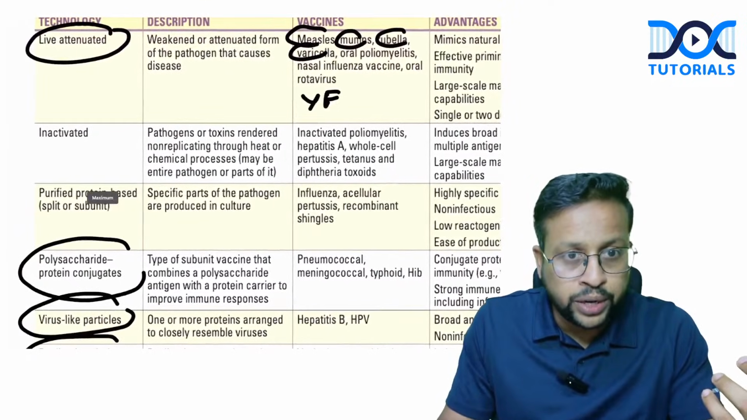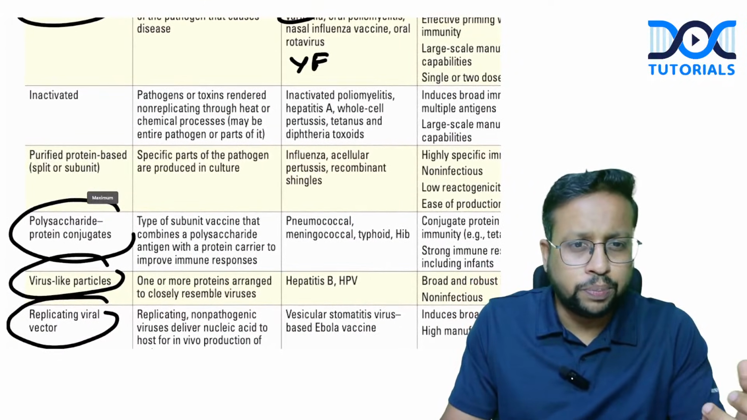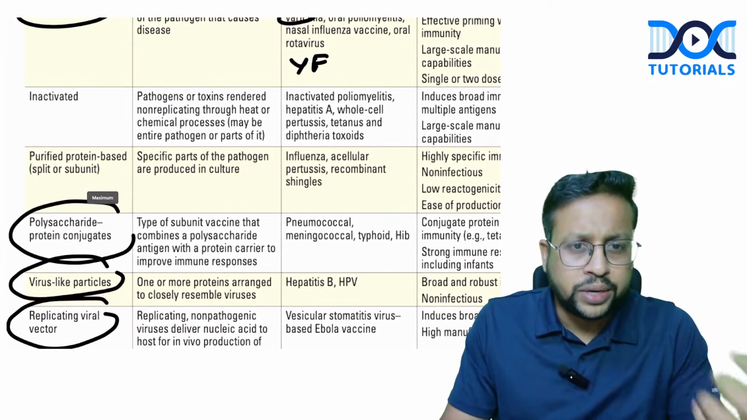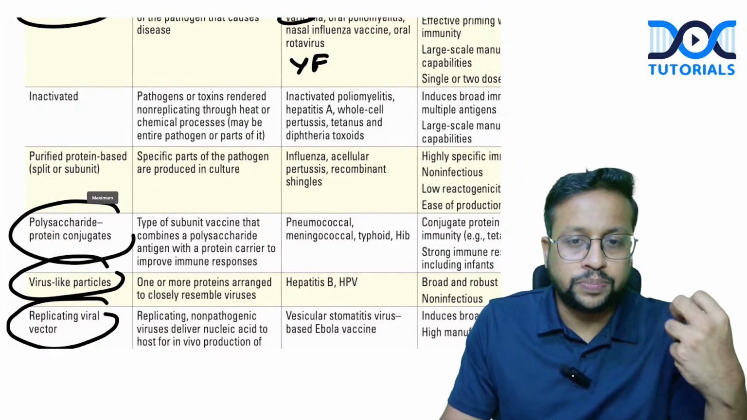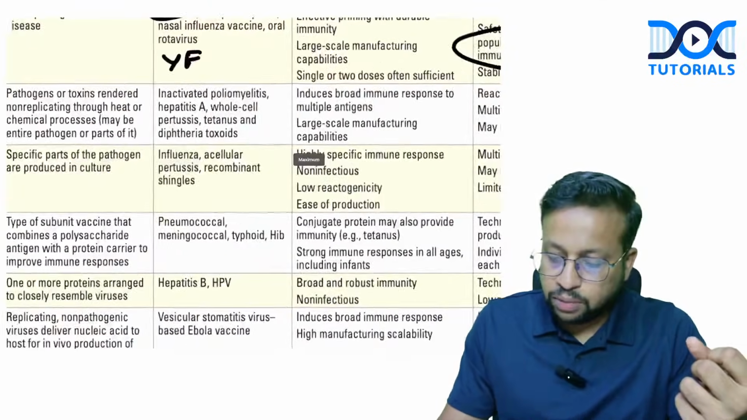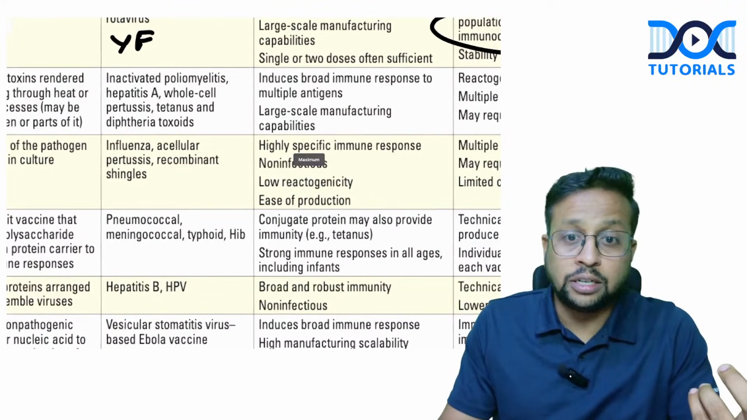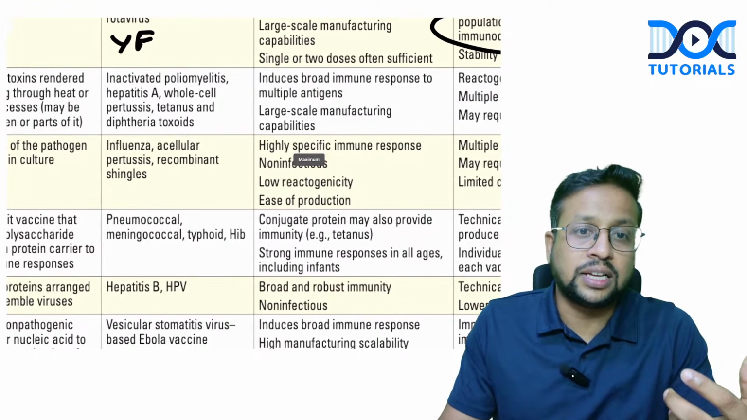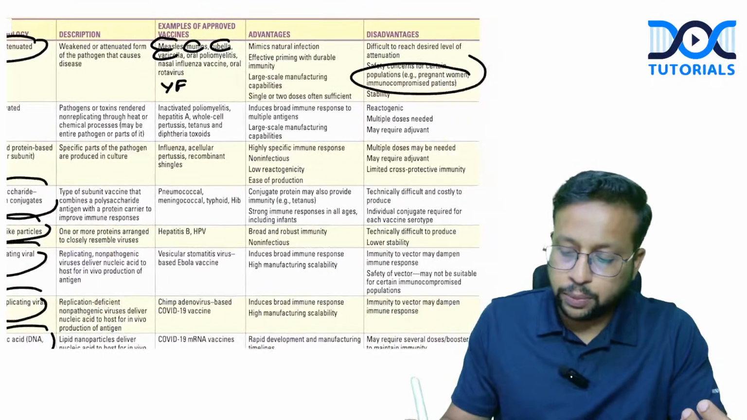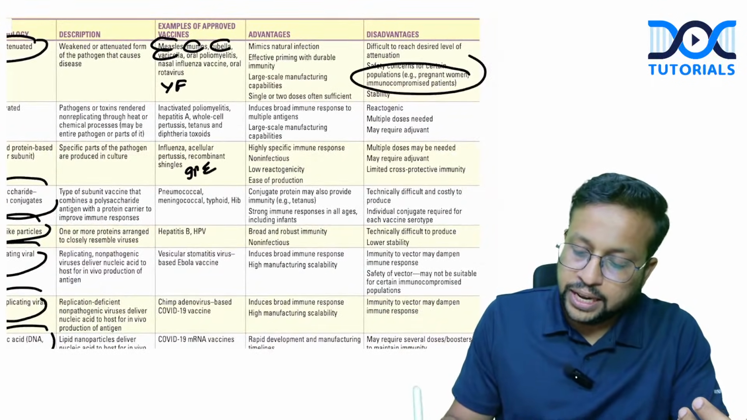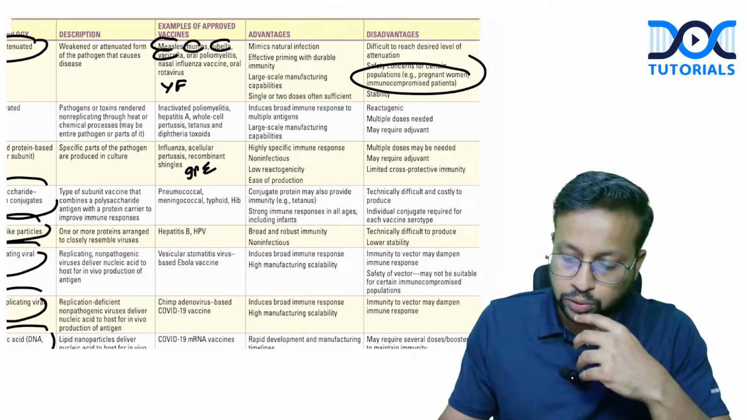Then you have subunit vaccines, which use subparticular proteins or parts of the pathogen that are produced in culture. The example mentioned is influenza. The new recombinant shingles vaccine, also called Shingrix, is again a subunit vaccine. Okay, a subunit vaccine of the glycoprotein E of the varicella zoster virus.